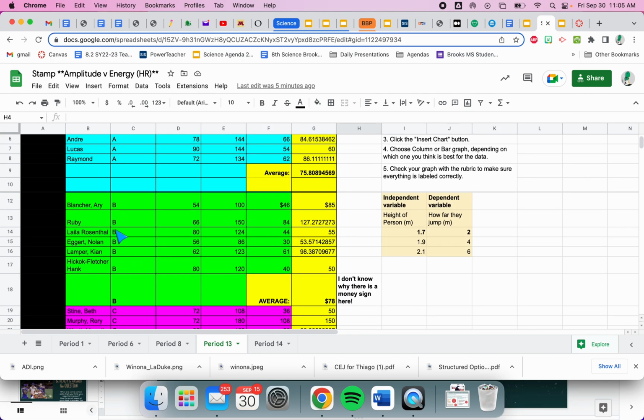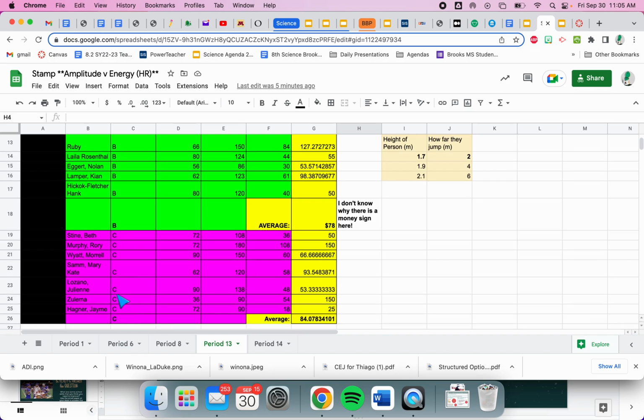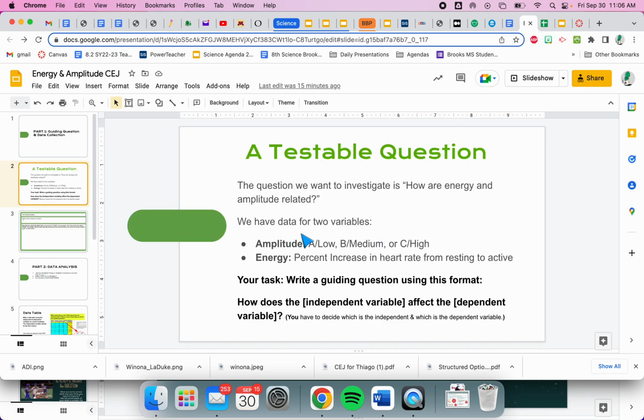Then here are the kids for the B, and here are the kids who did the C amplitude, which was the highest. So you can see we have data for amplitude, and we have data for energy, percent increase in heart rate. The question we want to investigate is how are energy and amplitude related, but we have to write that as a question that we can answer with our data. So we're going to write that question in this format.